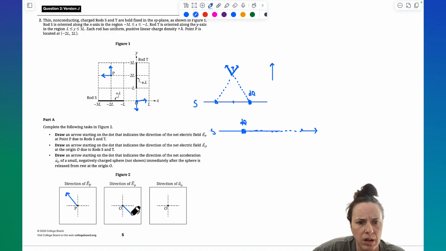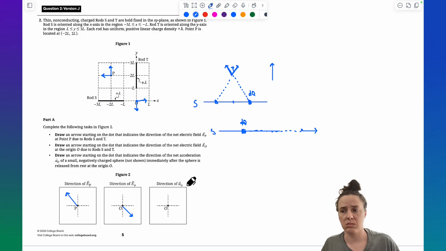Now, they don't say anything about the respective magnitudes of your arrows mattering. So we're not going to care, because they don't say to draw the magnitudes to scale.